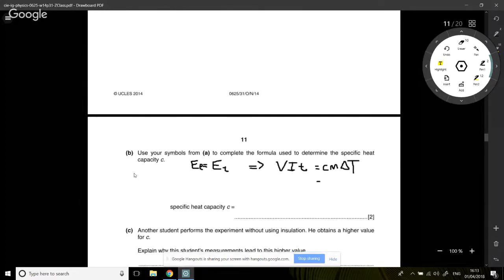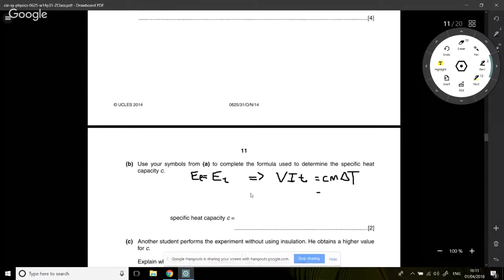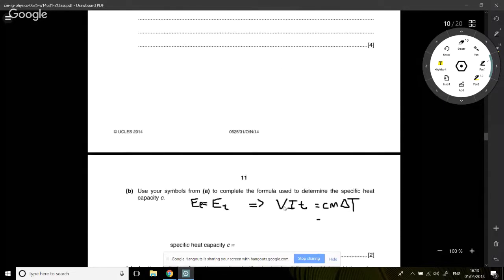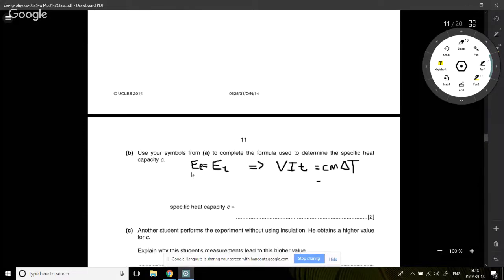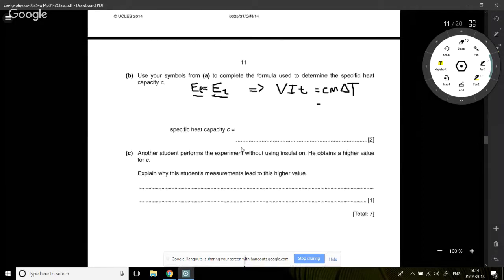Then they ask you to formulate an equation to calculate this, and you equate the electrical energy going in to the thermal energy, basically conservation of energy. So the energy going in is the voltage times the current times the time. That equals the specific heat capacity times mass times the change in temperature. And you can rearrange this for C.